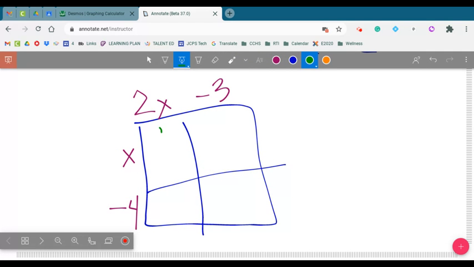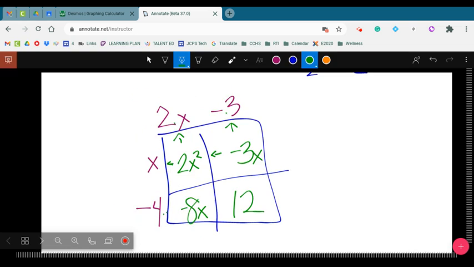Then we multiply what's on the edge. So for this one, we're going to multiply 2x and x. So we're going to get 2x squared. For this one, we're going to multiply negative 3 and x, which is going to give us negative 3x. For this one, we're going to multiply 2x and negative 4 to give us negative 8x. And then the last one, we're going to do negative 3 and negative 4 to get a positive 12.